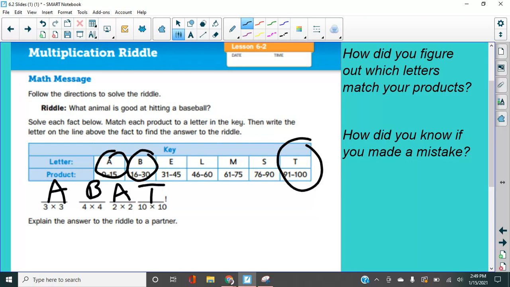Get it? A bat. What animal is good at hitting a baseball? A bat. A little multiple meaning word humor there, right? A bat can be like a thing that you hit a baseball with, or it could be that flying animal that we've seen. Okay.